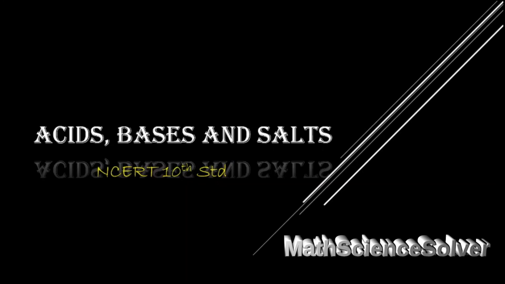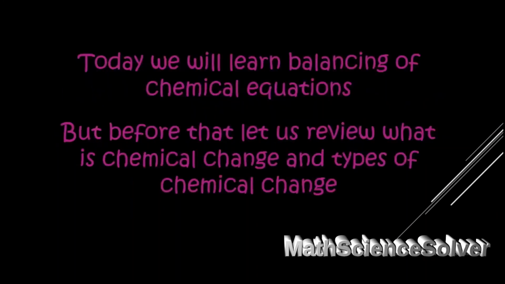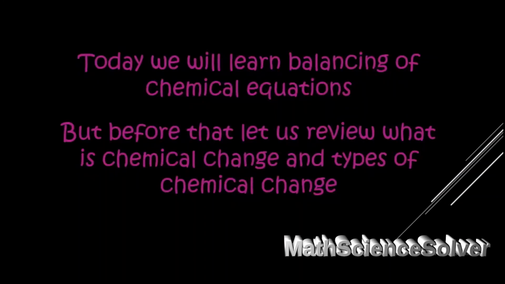Okay, let us start the topic. Balancing of chemical equations. Before we move to the topic, let us review what is chemical change and what are the types of chemical change. It is the chemical reaction that is occurring in your brain which makes you understand what I am teaching now. You can see chemical reactions everywhere.